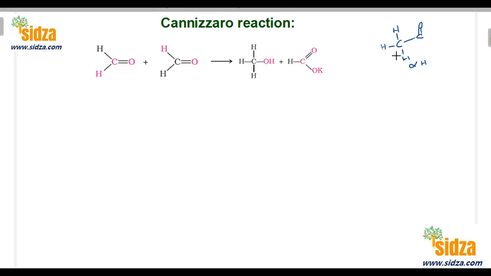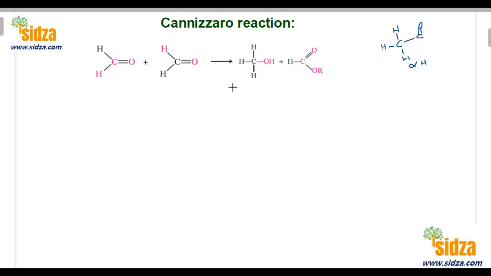For the Cannizzaro reaction, what is the condition? The condition is that you should have an aldehyde without any alpha hydrogen atom. So we have formaldehyde, and it does not have any alpha hydrogen atom. Because if you have alpha hydrogen, the molecule can undergo aldol condensation, which we learned in our previous video. So here we are going to discuss only the Cannizzaro reaction. The Cannizzaro reaction is the reaction of aldehydes which do not contain any alpha hydrogen atom.